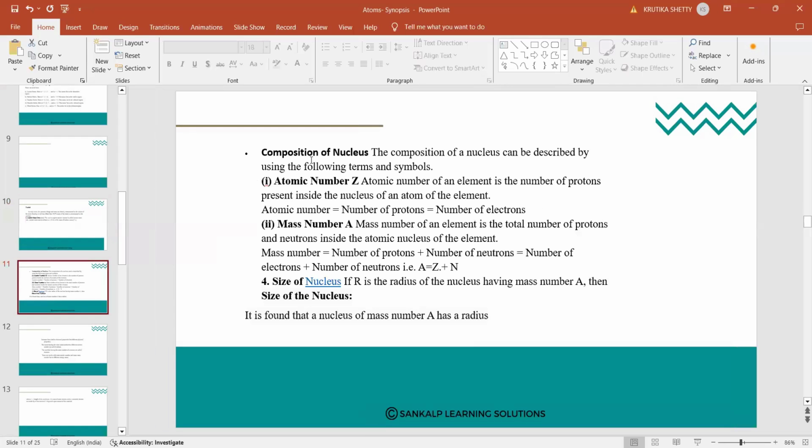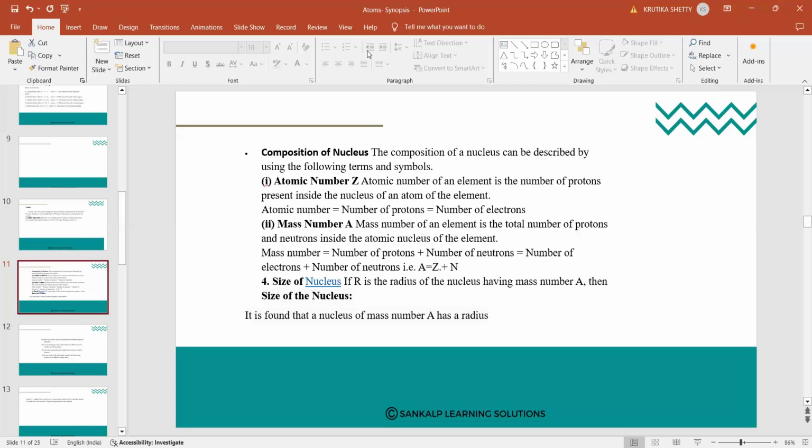Yes, so here you can see the composition of the nucleus. The composition of the nucleus can be described using the terms atomic number, which is the number of protons and is equal to the number of electrons, and the mass number, which is the number of protons and neutrons inside the nucleus of the element. So that is Z plus N. So here we will see one formula, then we will go for the next terms.